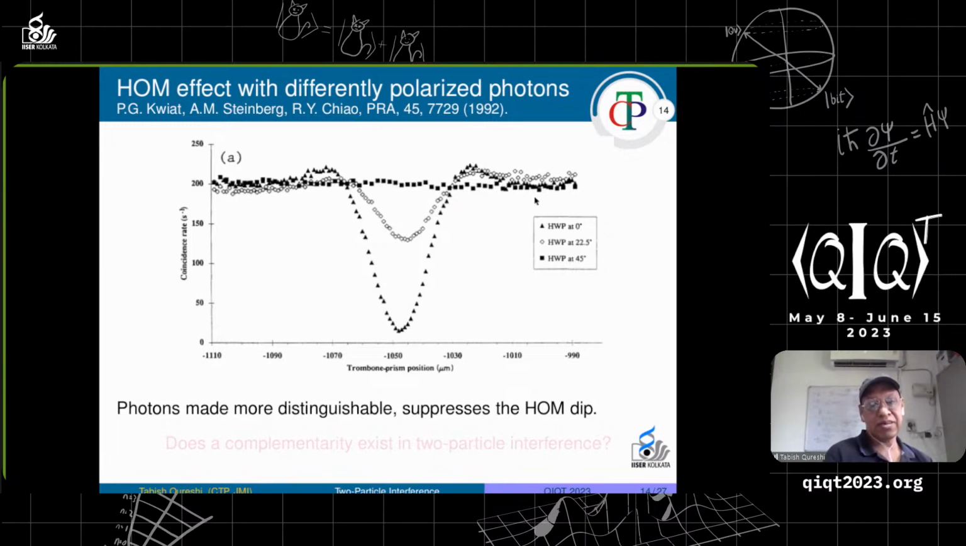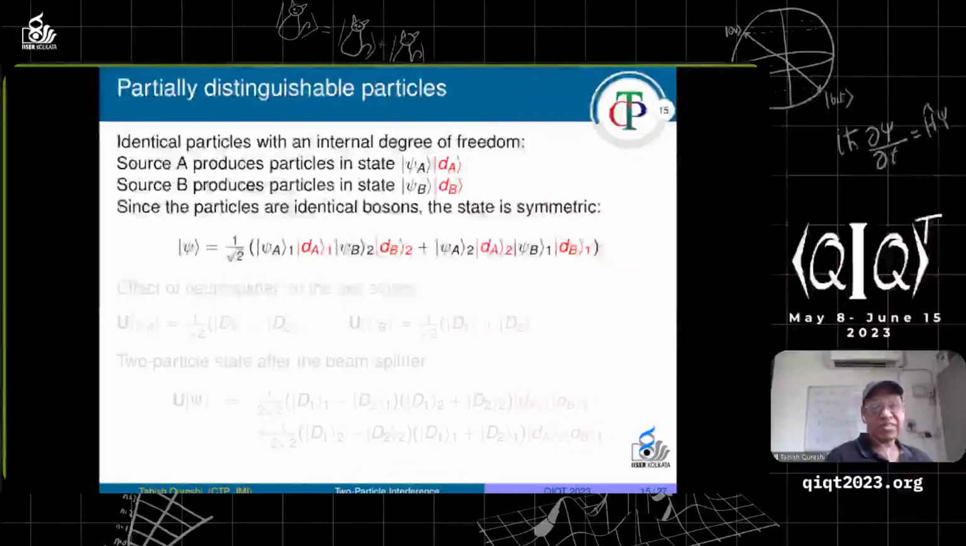It seems to say that when photons are made more distinguishable, because photons are identical particles in a quantum sense, if they are polarized in a different way then you can distinguish them, otherwise you cannot. So here it seems to suggest that if photons are made more distinguishable, it suppresses the Hong-Ou-Mandel dip, or it suppresses the two particle interference. So the question we are asking is: does a complementarity principle really exist for this two particle interference? Can it be quantified? If you define a distinguishability between the two particles, can there be a duality relation between this distinguishability and the visibility of this two particle interference? This is the topic I will discuss now.